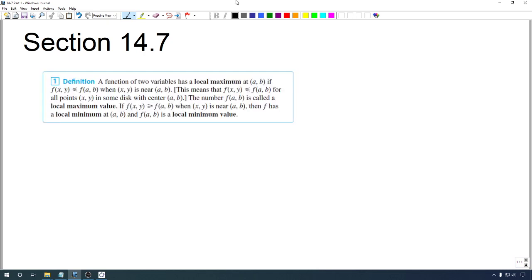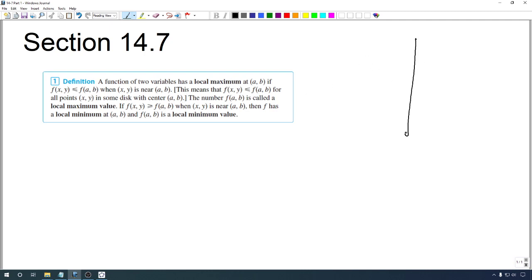So we have a function of two variables, in this case f, and we say it has a local maximum at a point (a, b) if all points near (a, b) have lower value. If f(x, y) is less than or equal to f(a, b). And really the main point here is what's in brackets.